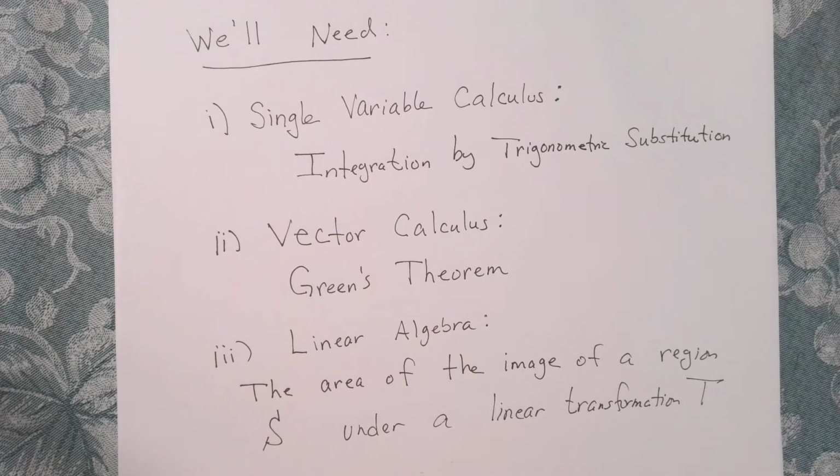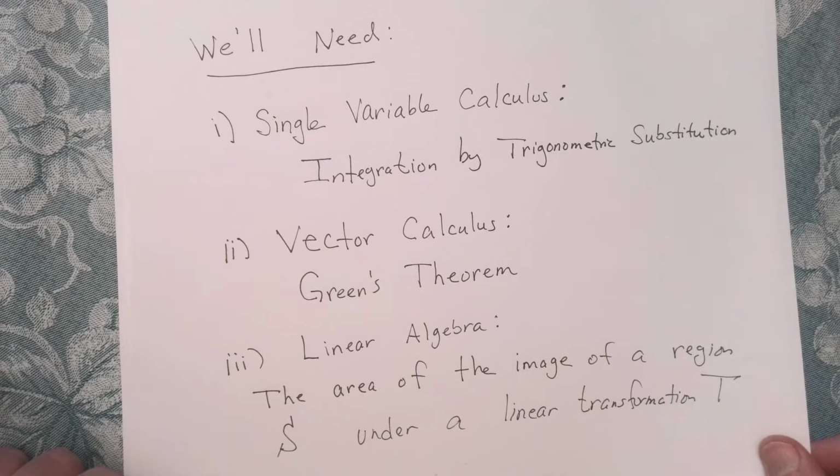Okay, well, we're also going to derive the formula for the area of an ellipse via vector calculus, and that's by way of Green's theorem. And then lastly, we'll use a little bit of linear algebra to find the area of an ellipse. Okay, so with that said, let's go ahead and use some single variable calculus to find this formula for the area of an ellipse.